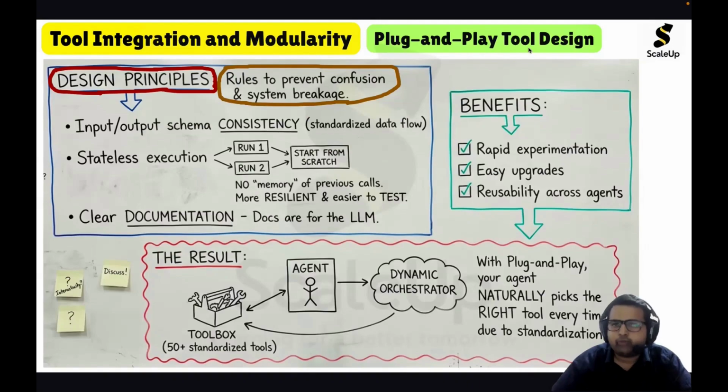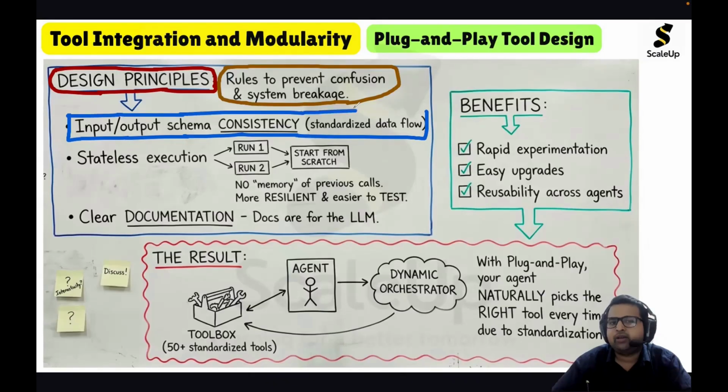For plug and play tool design, if we talk about the design principles, input output schema consistency is very important. As we already saw, every plug and play tool follows a standardized interface, with a standard input output schema. And because of the standard input output schema, there will never be any confusion or system breakage.